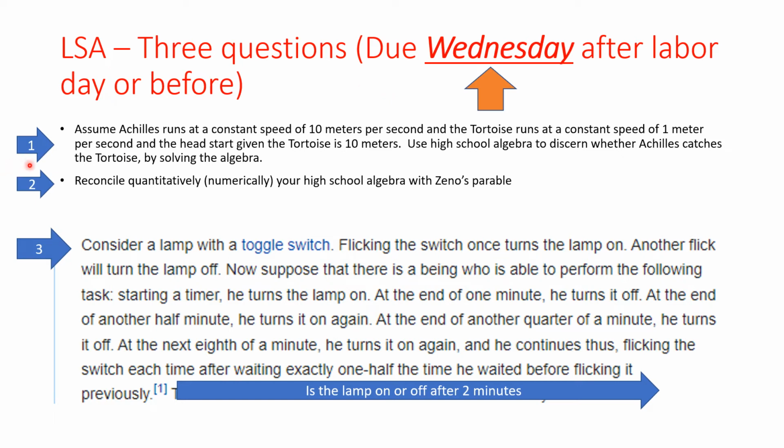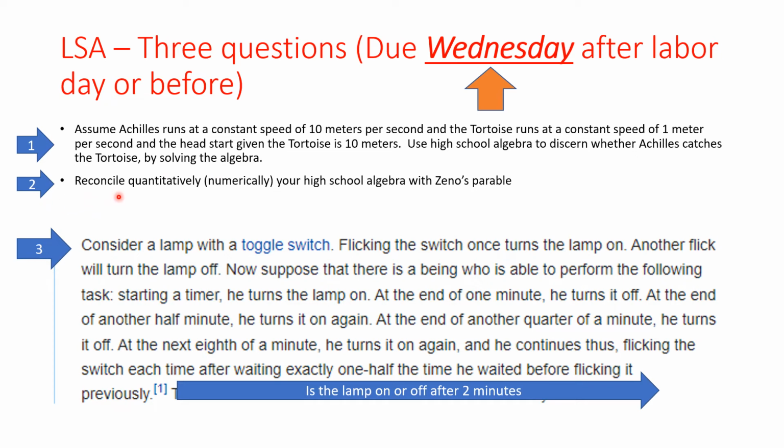Anyway, 3 questions. Number 1, assume Achilles runs at a constant speed of 10 meters per second, and the tortoise runs at a constant speed of 1 meter per second, and the head start given the tortoise by Achilles is 10 meters. Use high school algebra to discern whether Achilles catches the tortoise. And what I mean here is solve the algebra.